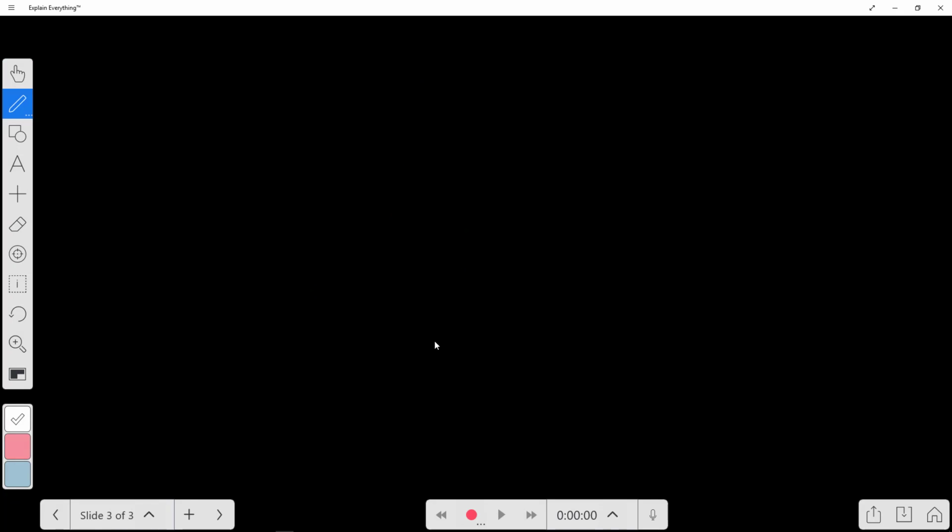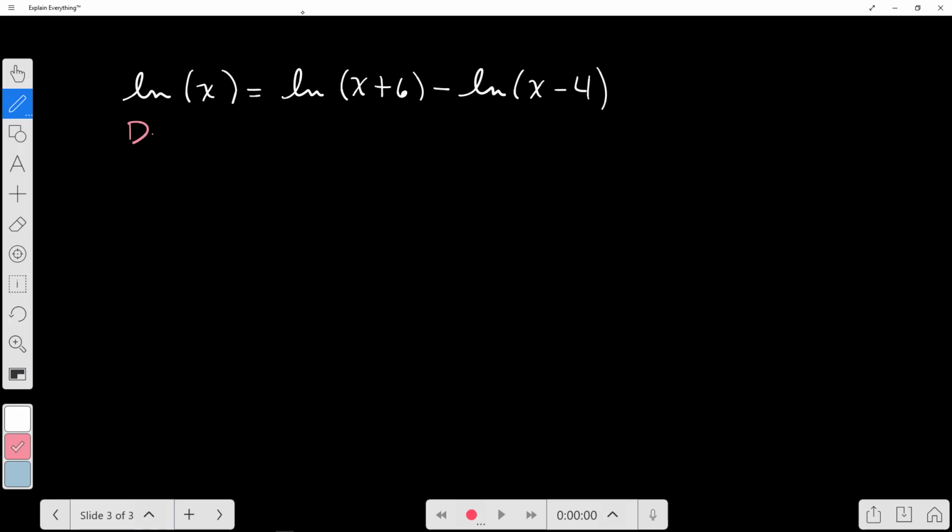All right, let's do an actual ln. So if I want to solve ln of x, remember that's base e, equals ln of x plus 6 minus ln of x minus 4, I can already see my domain. Of course, x has to be greater than 0, greater than -6, and greater than 4. Typically, you pick the biggest one, but if you did the number line thing, you'd see. So that is my domain.